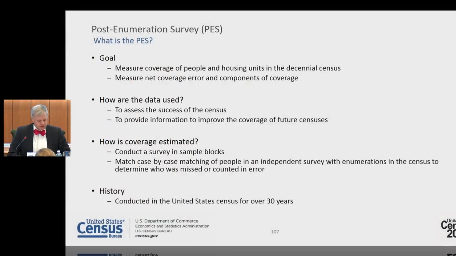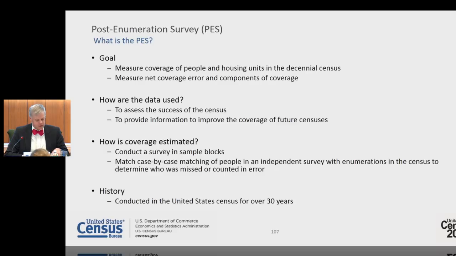Thank you. I'm honored to share with some of you some of our plans for the most interesting survey in the world, the 2020 Post-Enumeration Survey. The goals of the 2020 Post-Enumeration Survey are the same as the goals of the 2010 Census Coverage Measurement Survey, or CCM. We plan to measure the coverage of the people and housing units in the decennial census.